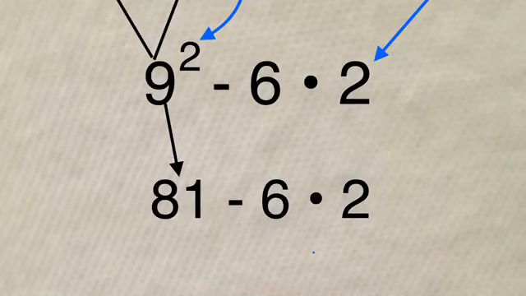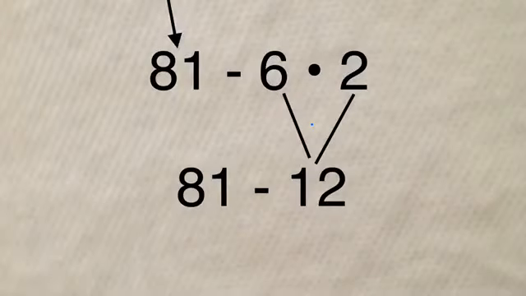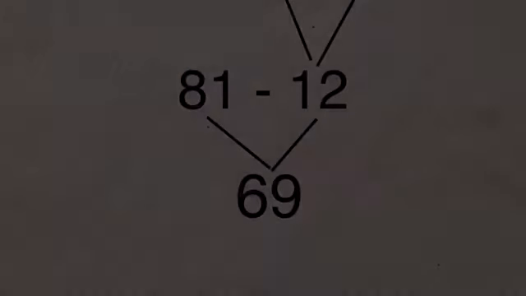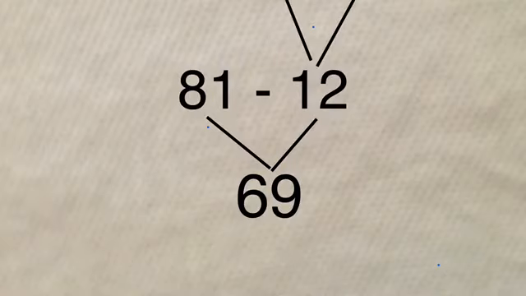Look for exponents. Here we have an exponent of 2 with the 9. 9 with the exponent of 2 equals 81. What's the next order of operation to do? Look for multiplication or division. There's 6 times 2, so you must do that first, which equals 12. The final step in this expression, using the order of operations, is 81 minus 12, which equals 69.